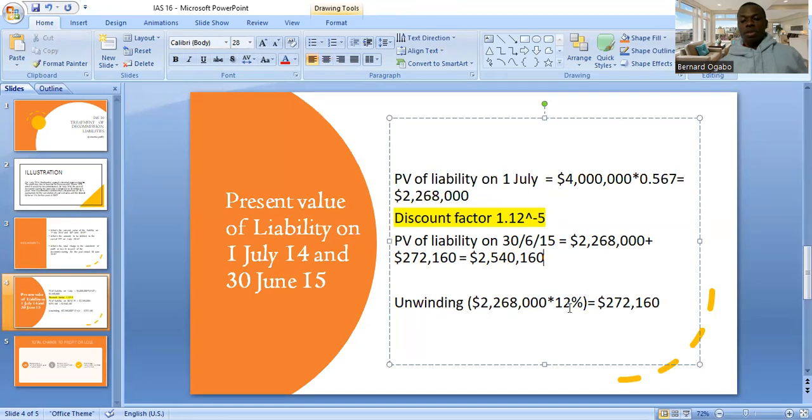It's not going to be 12% of 2,268,000. It's going to be 12% of 2,540,160. So this is the liability at the inception, 2,268,000, and the liability at the end of 1 year, 2,540,160. I'm going to tell you what this unwinding stands for when we go to the next slide.